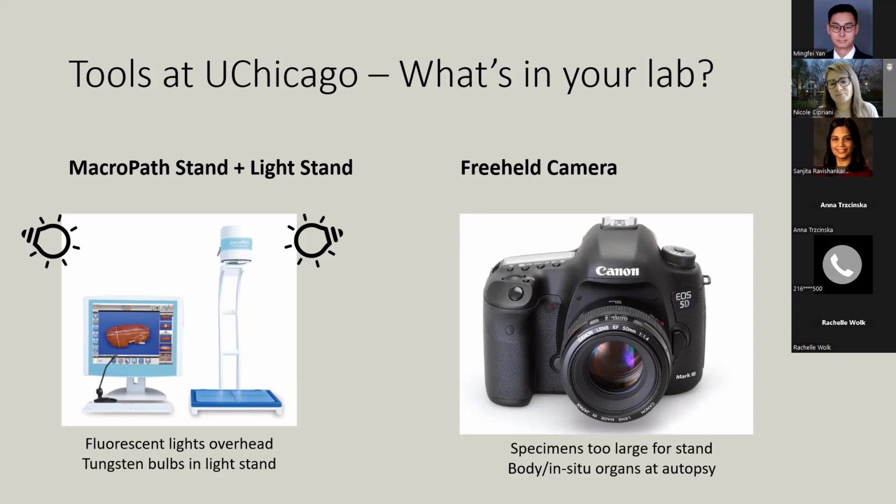The other thing that's really cool about the MacroPath stand is that it's connected to our network drive. When you snap the picture, it immediately goes to our network drive that anybody can see, as opposed to the Canon, where you have to take out the card, put it in, download the files, and transfer them to the network drive. So if our residents have a grossing question, they take a picture and we can look at it immediately from our desks, because our gross room is about a 10-minute walk from our offices.